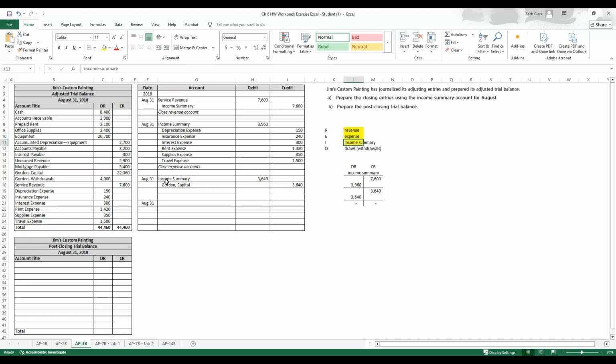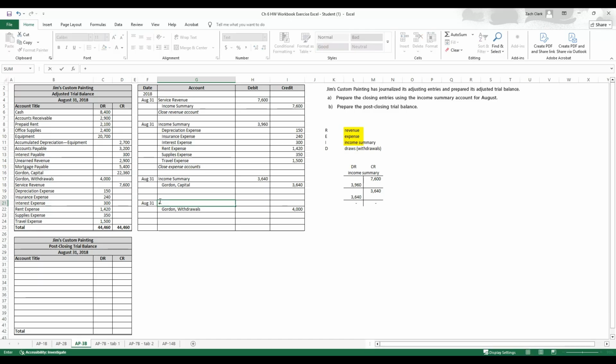Okay, so that's closing our income summary. And then the last thing we have to do is just close draws. We don't use the income summary anymore for draws. We just go in here and again, we just do the opposite. So draws has a debit balance, so we're going to need to credit that, and we're just doing it for the amount that it has. It's going to be closed now.